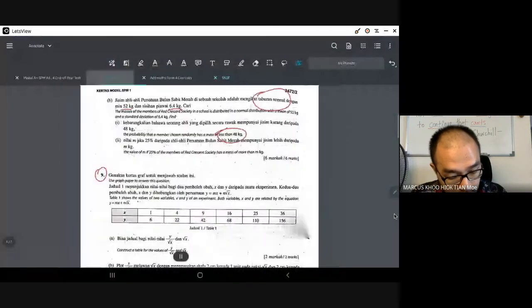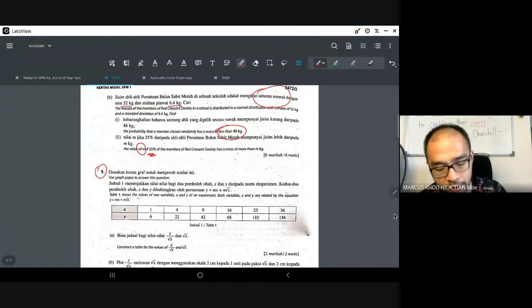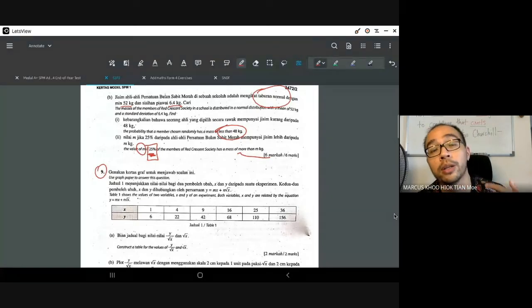Second question is the value of M. Definitely. The value of M if 25% of the members have mass of more than M kg. Okay, let's take a look. 25%. That's our probability. How do we change percent to probability? We divide by 100. So our probability is 0.25.